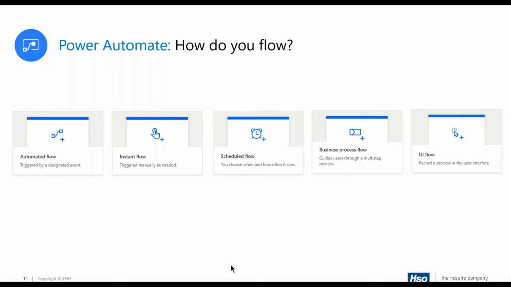And finally, we have UI flows. UI flows are the new kids to the block in the Power Automate offering. And what that does is it brings the world and non-cloud applications into flow. So for example, if you have a legacy system or a legacy solution where you don't have any connectors or you don't have any internet to it, you can use UI flows to help you with that process.